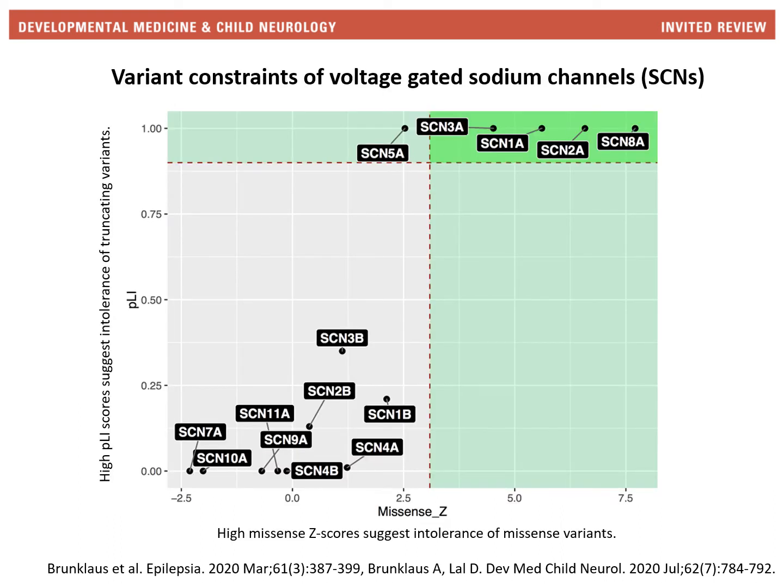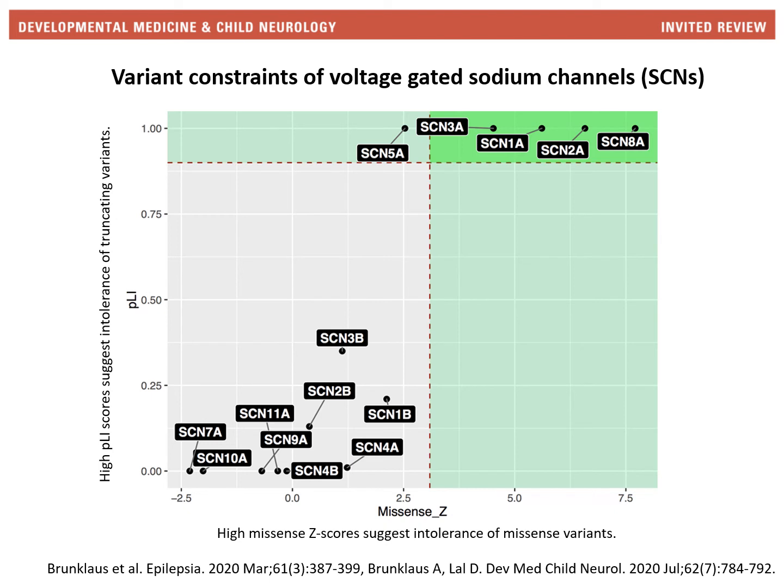The frequency at which a particular gene is mutated is indicative of how well it is tolerated. The fewer the variants within the general population, the more likely it is that the gene is under evolutionary selection, also called constraint. This figure illustrates how constrained different sodium channel genes are. On the x-axis, high missense Z-scores suggest intolerance of missense variants, and on the y-axis, high PLI scores suggest intolerance for truncating variants.